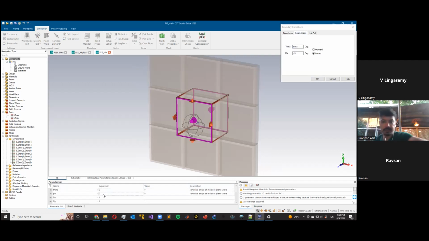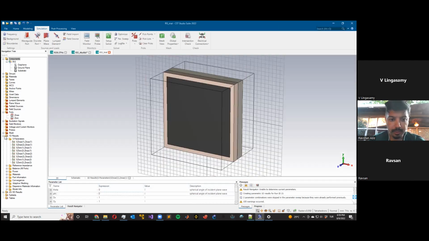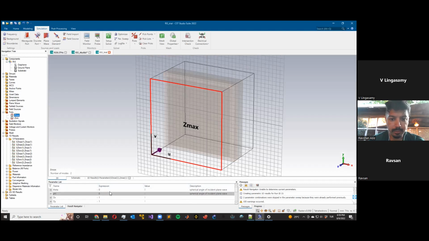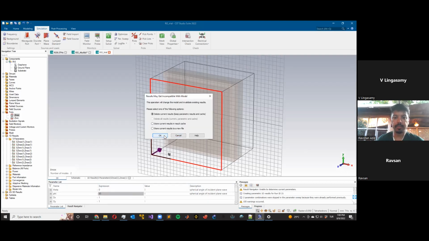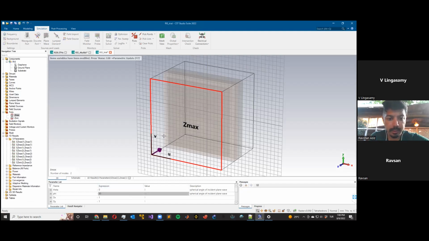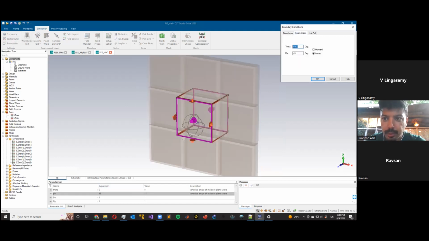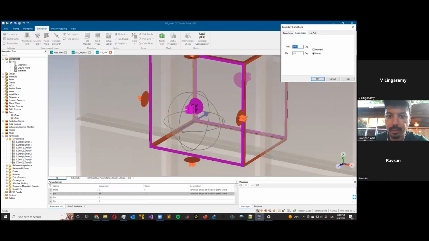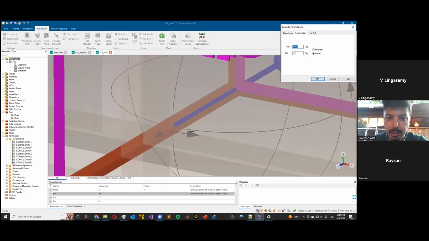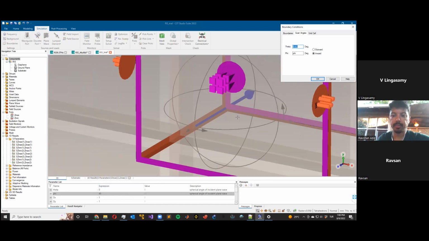You can control this. For example, this is the Z max, right? If I put, for example, phi as minus 45-degree, and if you look here, you can see the scan angle. Can you see the arrow is going like this? So this is how we can control this.